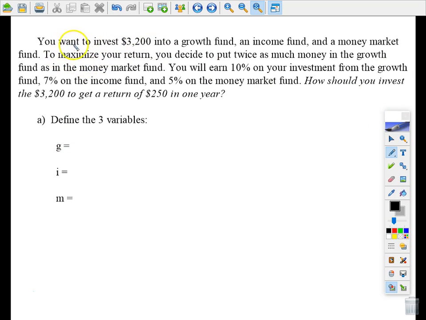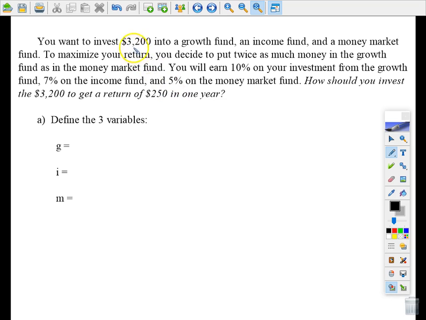Hopefully you're going to read through this very carefully, but here's the gist. You have $3,200, and you've decided that you're going to invest all of it. You're going to split it up into 3 different funds: a growth, an income, and a money market fund. Just in case you're not familiar with how investments work, the whole idea is for you to invest money, and if it's a good investment, then you're going to get your money back plus more money, which we call interest.